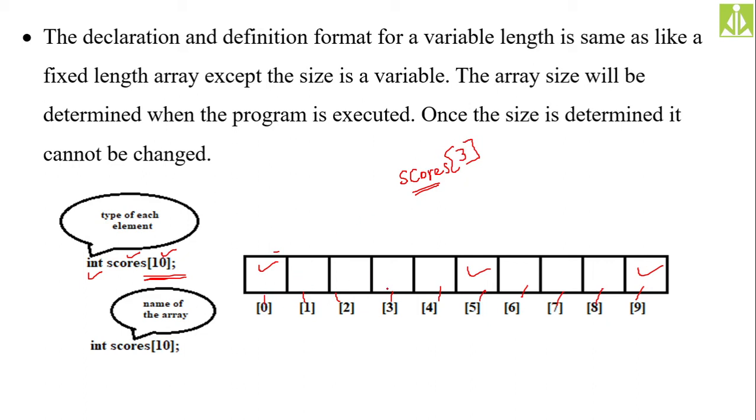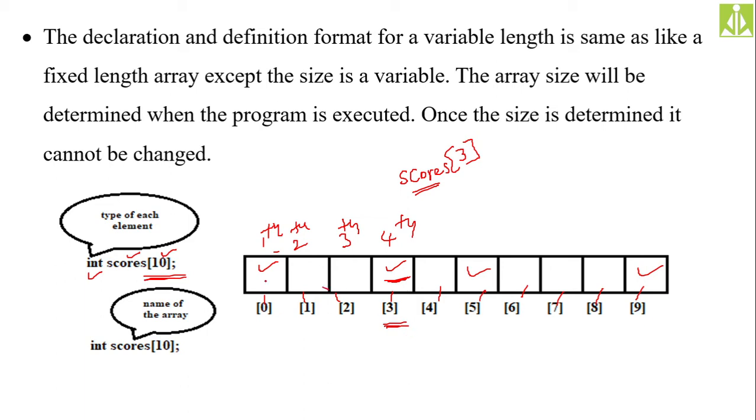Scores of 3 means this particular element, and it is the 4th element because this is the 1st element, 2nd element, 3rd element, 4th element. I'm not writing the indexing over here, I'm writing the element count. The indexing is different; the indexing at the bottom we have shown. In order to access the 4th element from the array, you have to supply the index value 3.